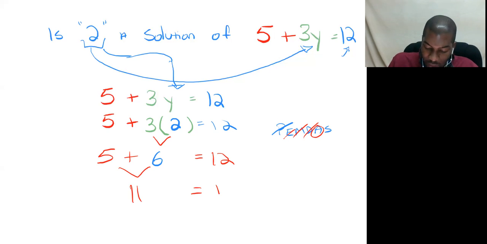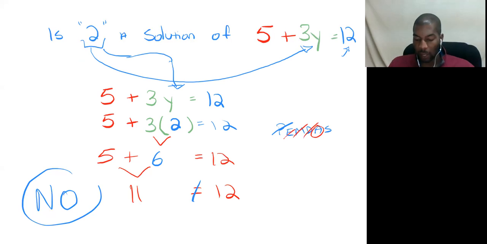Does 11 equal 12? Are both sides balanced? No, they are not. So the answer to is 2 a solution of 5 plus 3 times y equals 12? The answer is a big fat no. And why? Because these two are not balanced. Let's try one more. Oh, here's a good one.